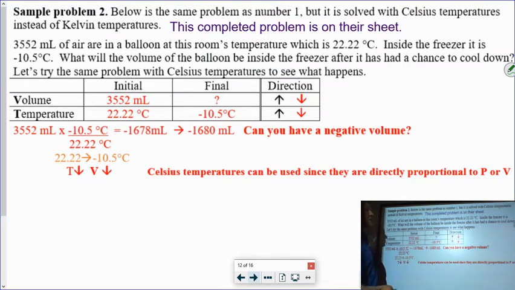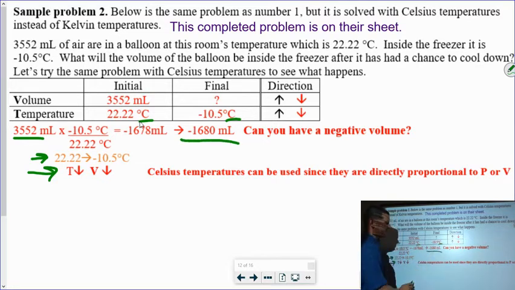This next problem is just doing the same problem, except this time you're going to do it with Celsius temperatures, which we will never do in the problems, but we're showing you why you should never use Celsius temperatures in the problem. So I start with the 3,552 milliliters. I use the Celsius temperature. I did all the same work. And at the end, I end up getting an answer of negative 1,680 milliliters. Can you have a negative volume? Can you have a volume less than 0? The answer is no, and that's why we use the Kelvin temperature. So you always need to convert Celsius temperatures to Kelvin temperatures.